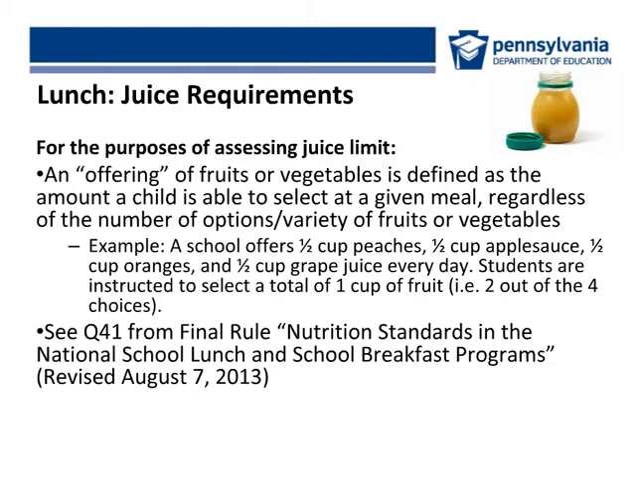Here we have an example. A school offers a half a cup of peaches, a half a cup of applesauce, a half a cup of oranges, and a half a cup of juice every day. Students are instructed to select a total of a cup. Is the school within the weekly juice limit? Throughout the entire week, 2.5 cups of juice is offered and 5 cups of fruit is offered. 2.5 cups of juice divided by 5 cups of fruit is 50%. The school does not exceed the weekly juice limit, so yes, this example is considered allowable. You can read more about this in question 41 of USDA's Q&A document for the National School Lunch and School Breakfast Program.